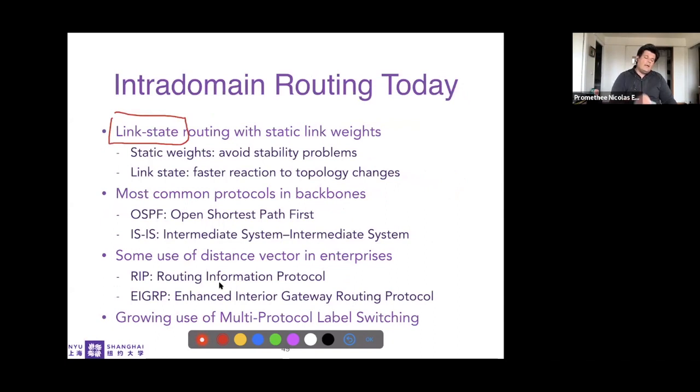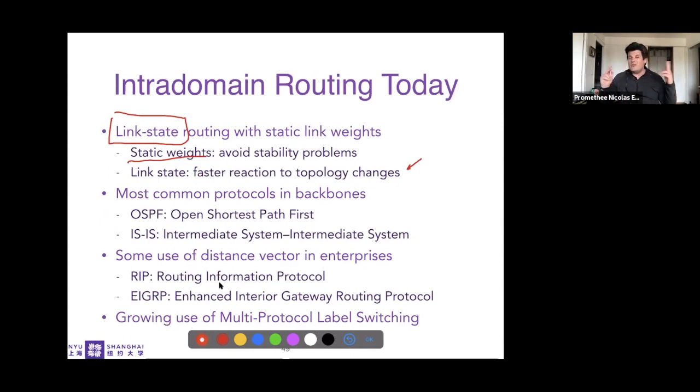We're using static weights to make it more stable, and what is more, to be able to affect routing as we want to. So it means that I can control routing through the choice of a weight, okay? Link state, hopefully, because it does flooding, the convergence is really fast, okay?